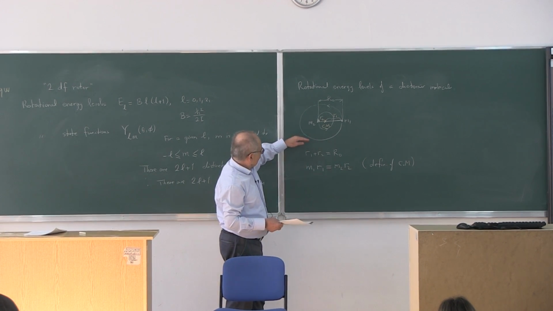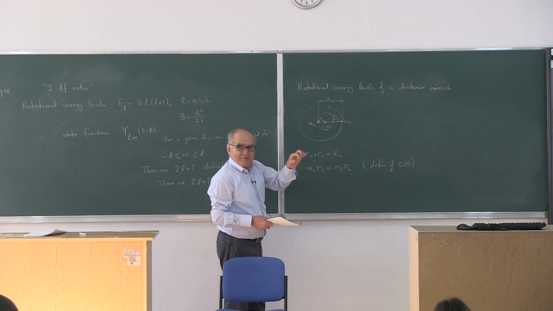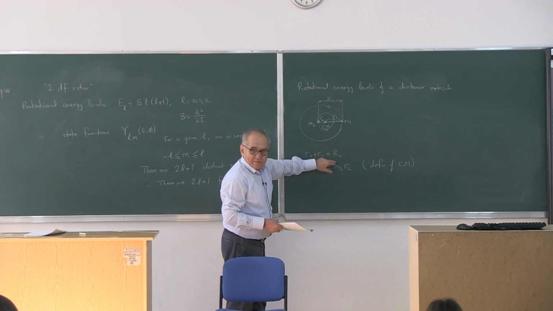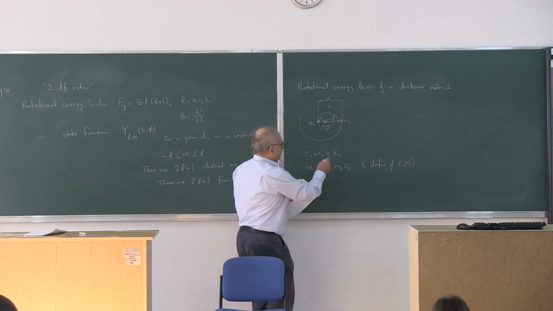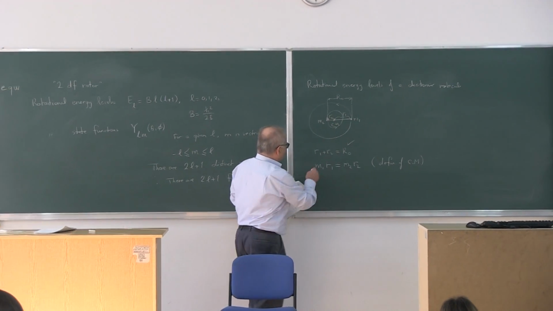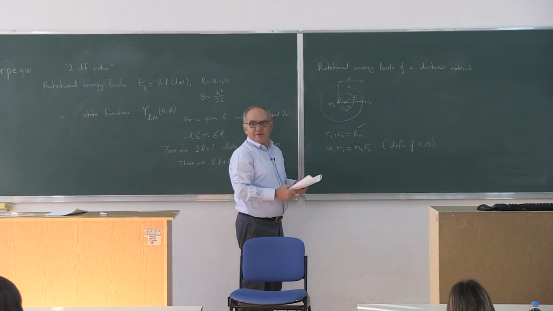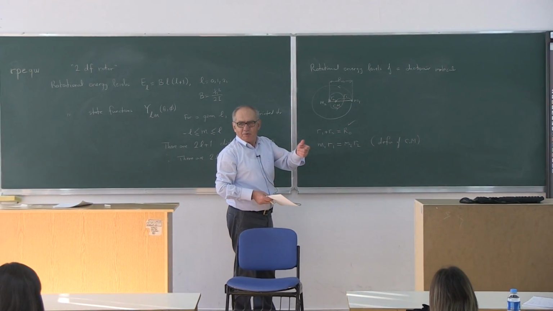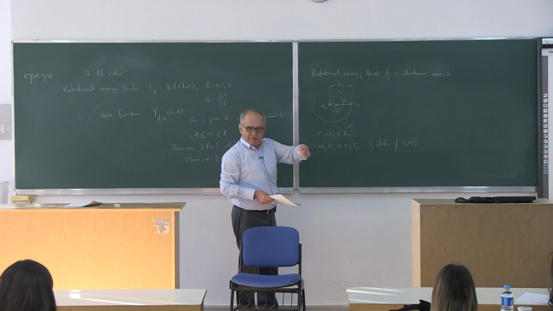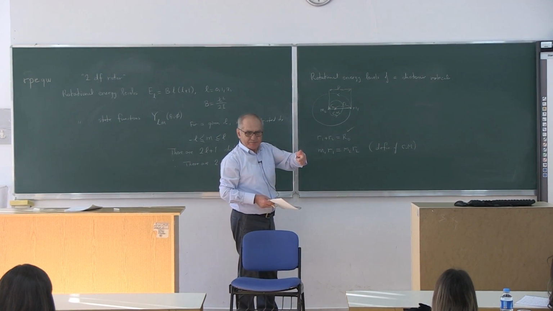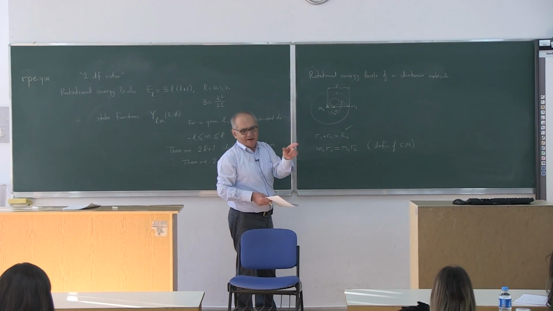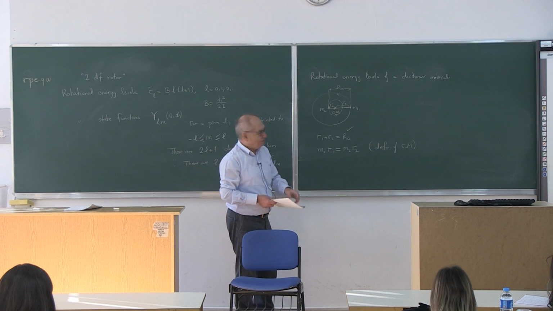Now, the given data about this problem is the bond length. This is given. And also, mass 1 and mass 2 are given. For example, if we consider the hydrogen chloride molecule, we know the mass of hydrogen, we know the mass of chlorine, and also we look up the bond length. So these are the given data.